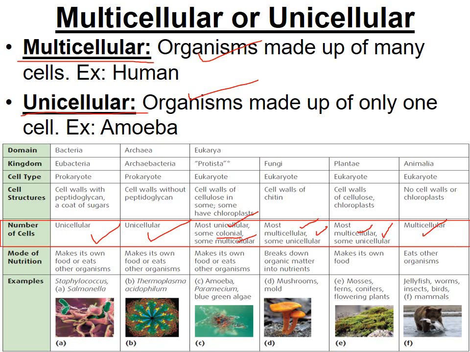So you can take a look at this as a method of classification for where to place organisms. If I tell you that there is a unicellular organism, you can get rid of kingdom animal from your choice list because there are only multicellular animals.